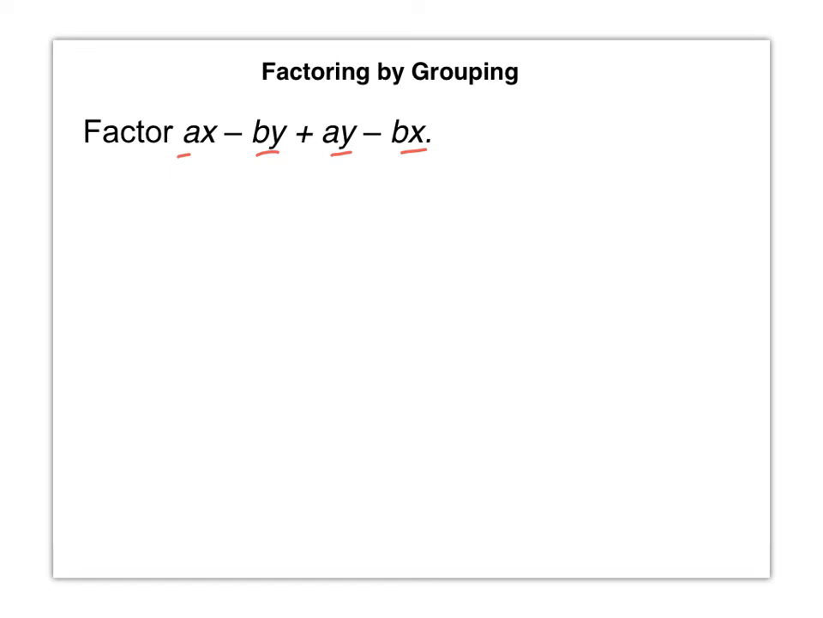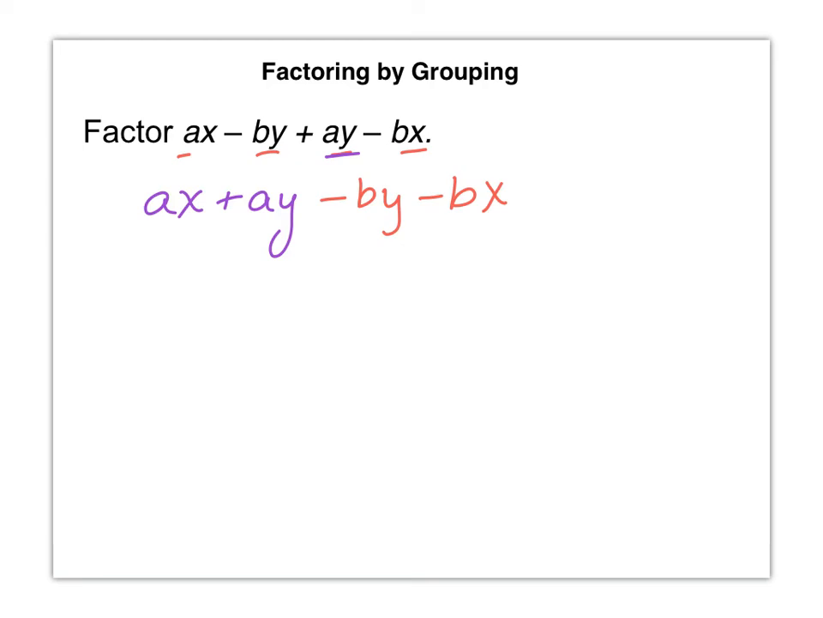Let's do a little bit of rearranging first. The first term is ax. Now, the second term has nothing in common with it, so I'm going to write the third term next. I'm going to group the ax and the ay together because they both have a common factor of a. And then I'll write the last 2 terms, the minus by with the minus bx. And notice that they both have that minus b as a common factor.